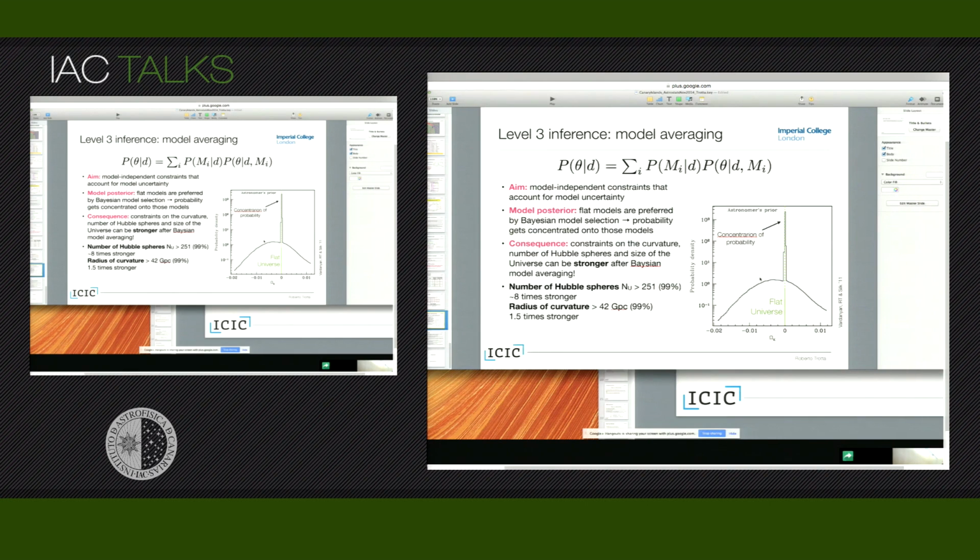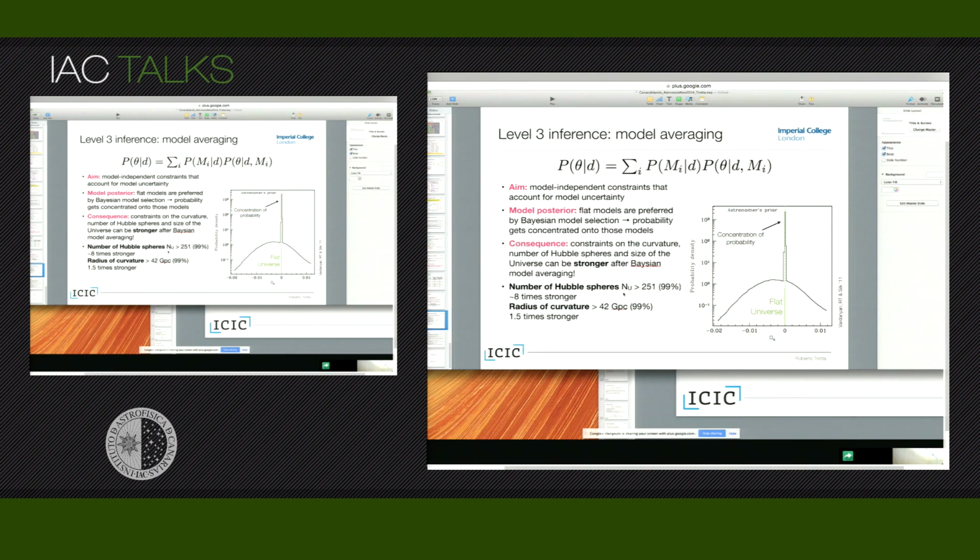And what happens is the slightly counterintuitive result of this model averaging in this particular case. When you include the possibility of non-flat universes, you get constraints for the curvature parameter that average over the uncertainty in the models. So you see here a concentration of probability that corresponds to flat models, and then tails here that correspond to closed and open models. It turns out that the parameter constraints, because of this concentration of probability effect, become actually stronger than if you don't do model averaging.